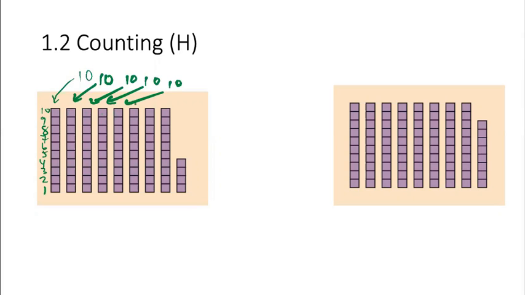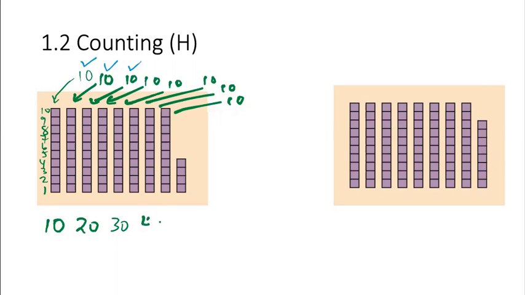1, 2, 3, 4, 5, 6, 7, 8. So we can go 10, 20, 30, 40, 50, 60, 70, 80.